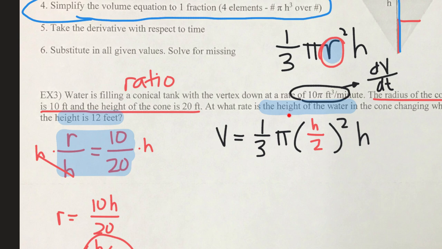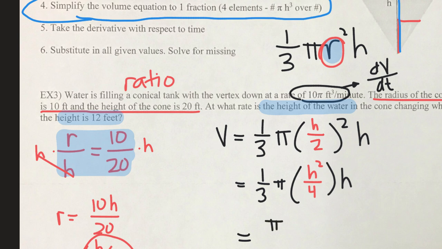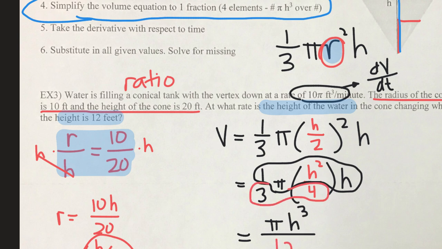So now let's simplify all this down. What is h over 2 squared? H squared over 4. We square the numerator, we square the denominator. So in my numerator I have pi, and h squared times h is h cubed. So I have pi h cubed in my numerator. And in the denominator, I have 3 times 4, which is 12. So this is my volume formula with respect to height.